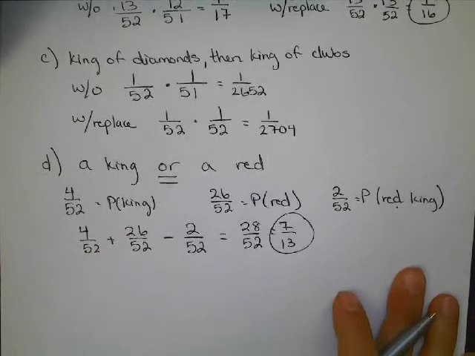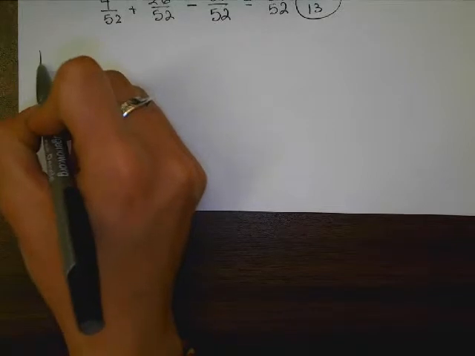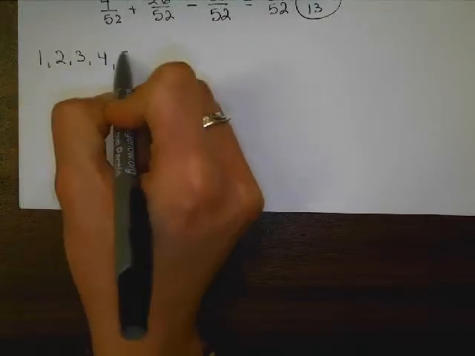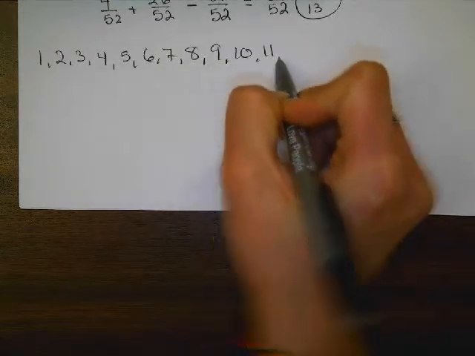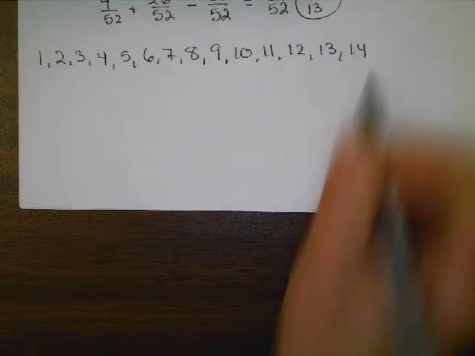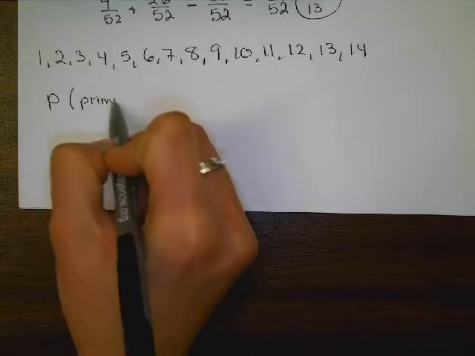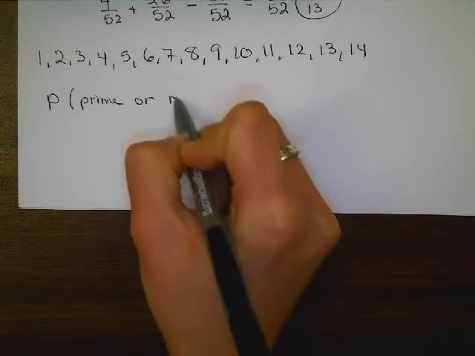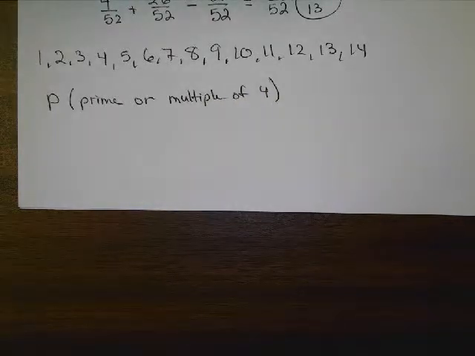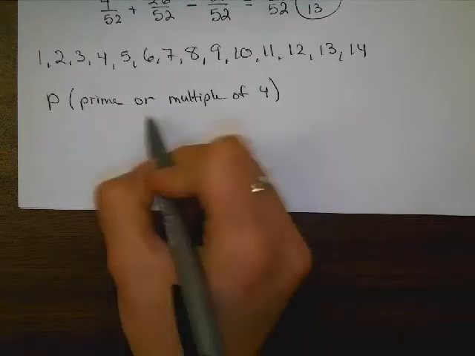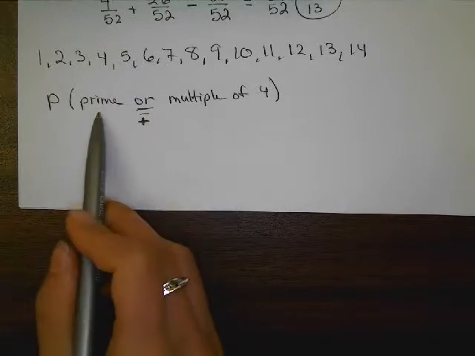Let's do an example of another one like this, but we're going to do it with numbers this time. So let's say we have the numbers 1 through 14. I'm going to list them all out here. We want to find the probability of getting a prime number or a multiple of 4. You'll see that this is an OR statement, which means I'm going to have to add. What I want to do is find all the prime numbers.